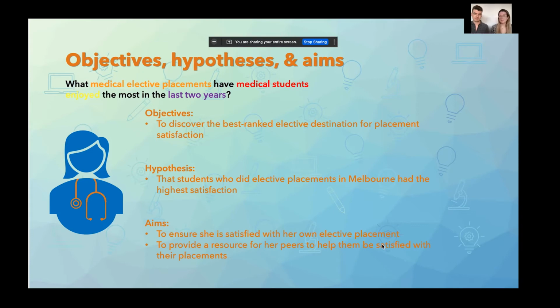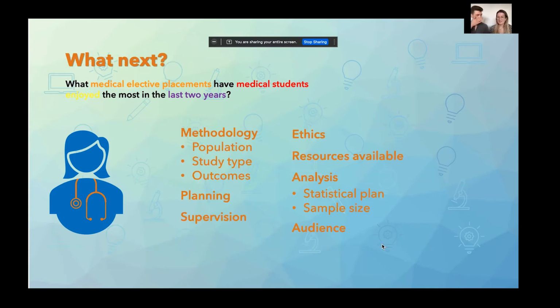We randomly picked Melbourne, by the way. Other elective locations exist. Do you want to go?